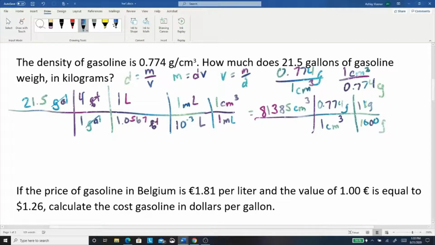1 kilogram per 1,000 grams. So we can see units canceling here, and we are left with kilograms, and you get 63.0 kilograms.